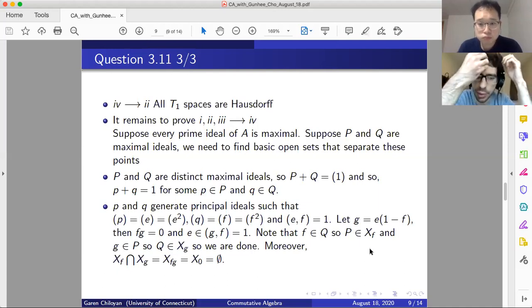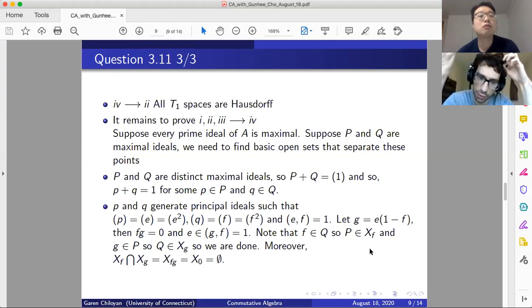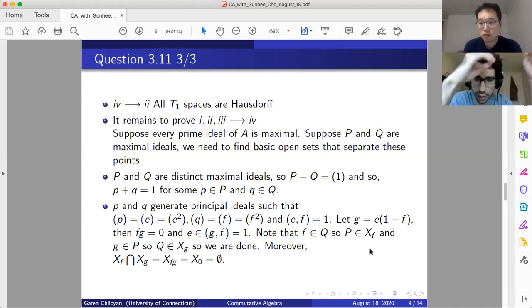G is contained in P, so that means Q is a prime ideal that does not contain G, so we're done. And then also the intersection is empty. And so that's Hausdorff. That's exactly what Hausdorff means. And so we're done. So this is extremely technical. I don't think this is my solution. I think I had to look up online for this.